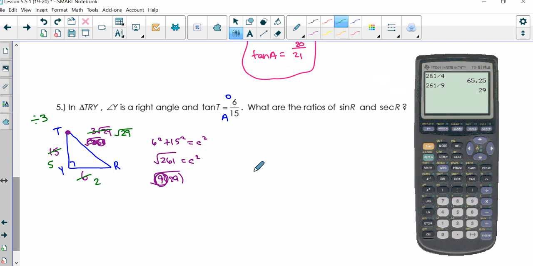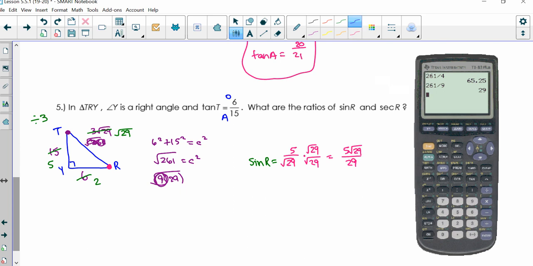So I'm going to say sine R, and notice I've switched this now. R means now this is where I'm going from. So from here, my opposite side would be 5, and the hypotenuse would be the square root of 29. So I have to rationalize it. Which means I get 5 square root of 29 over 29.